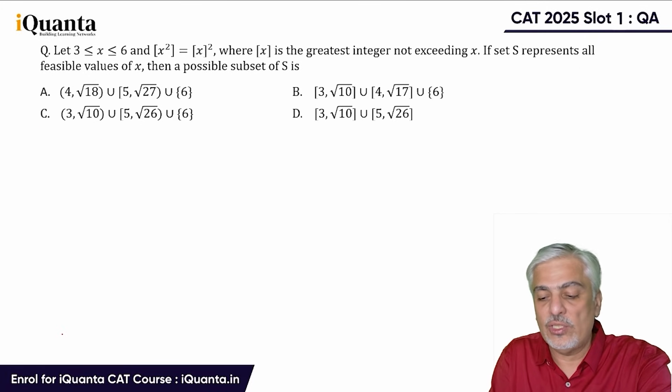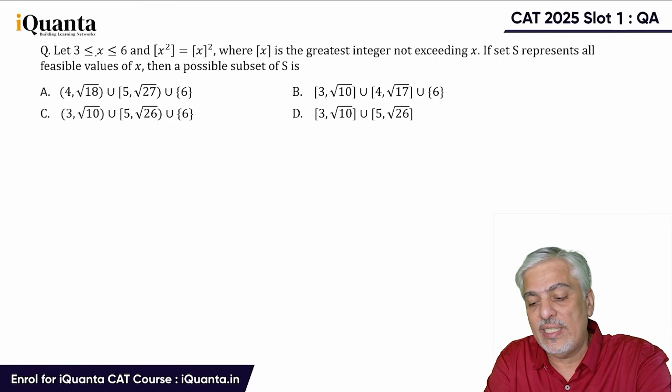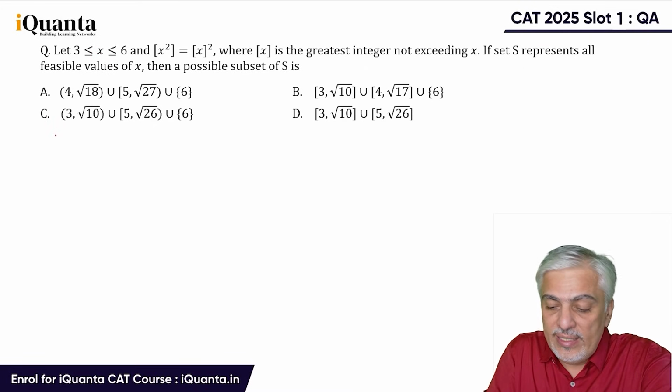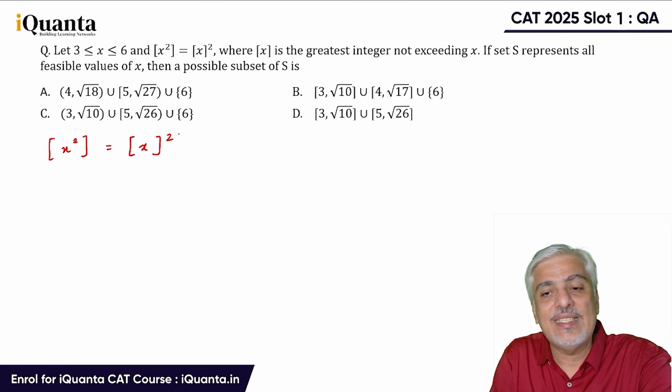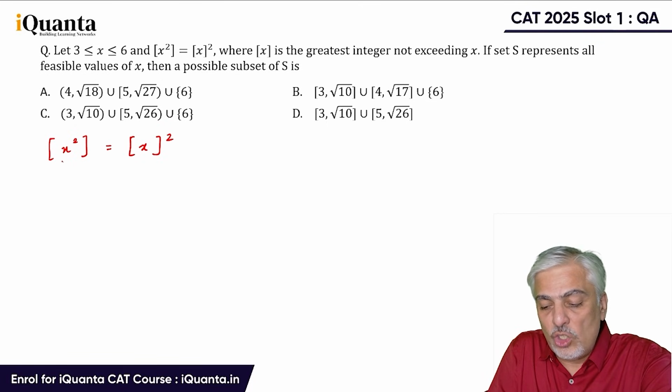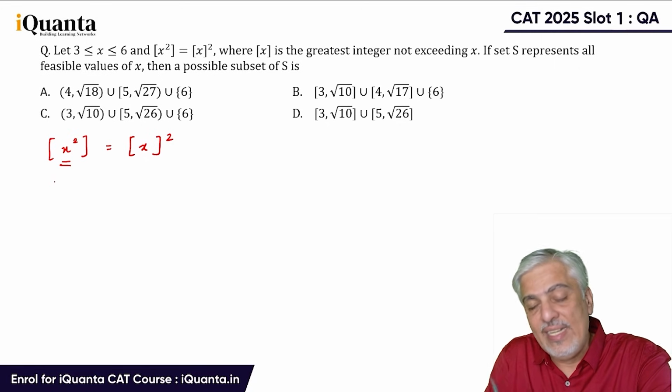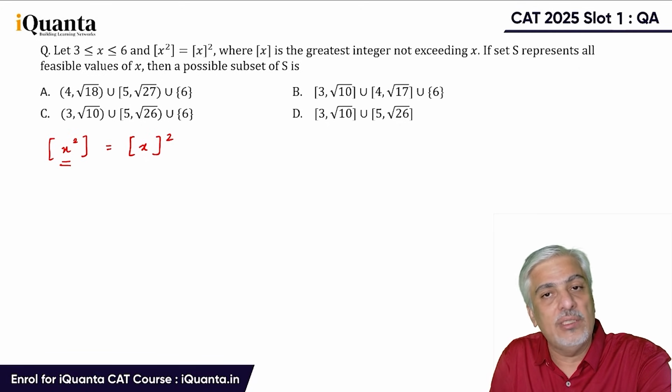Now let's read this question. If x is from 3 to 6, including both the values, then for which of the values does this function hold true? Now let's understand this function very carefully. There is a square over here first, and then we will make it the greatest integer function.